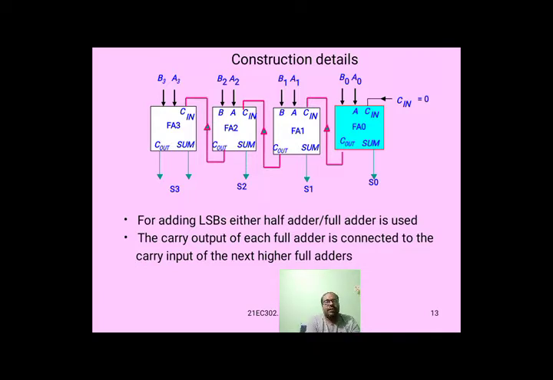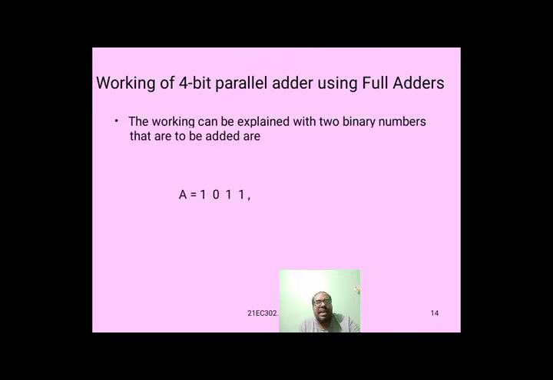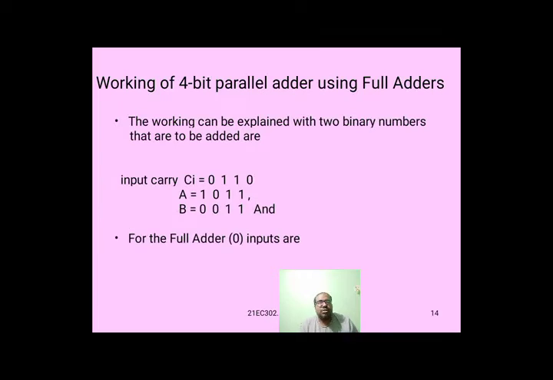For adding the least significant bits, either a half adder or a full adder is used. The carry output of each full adder is connected to the carry input of the next higher full adder. Now, working of the 4-bit parallel adder using full adders.